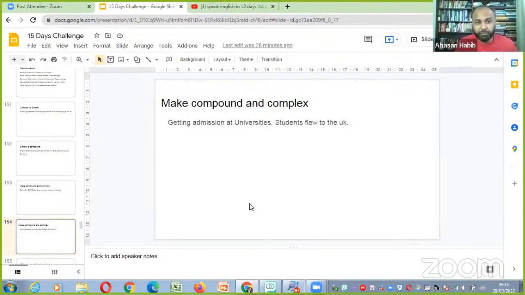So if you'd like to make compound, you need to use fanboys. And if you'd like to use complex, you can use a lot of things like when, after, as soon as. This kind of phrases you can use to make complex sentence. Right, so please type in the chat box compound and complex sentence. Getting admission at universities, students flew to the UK.